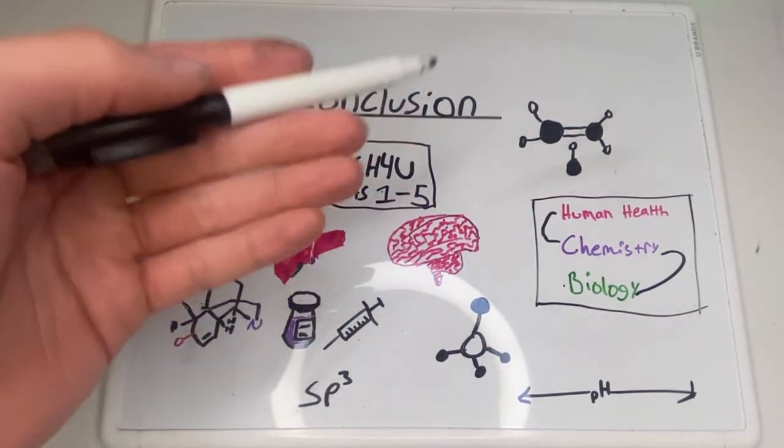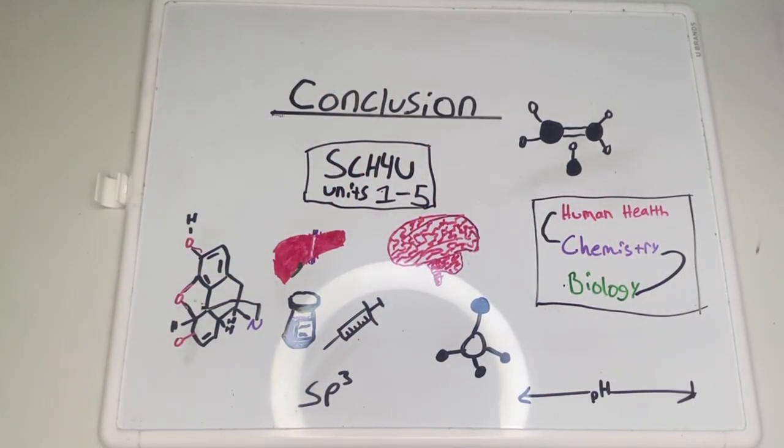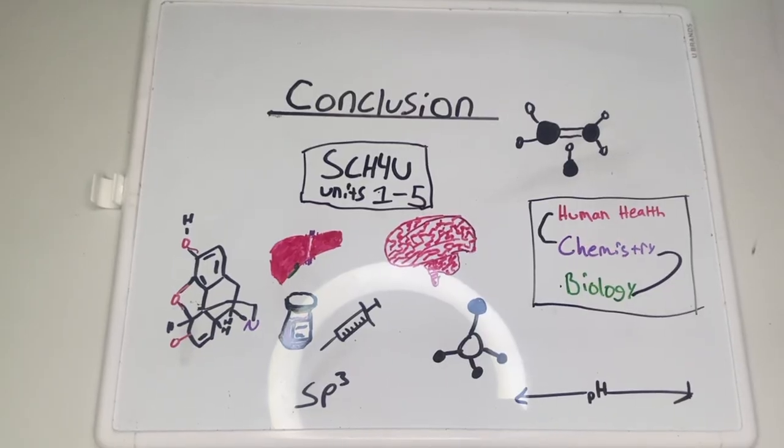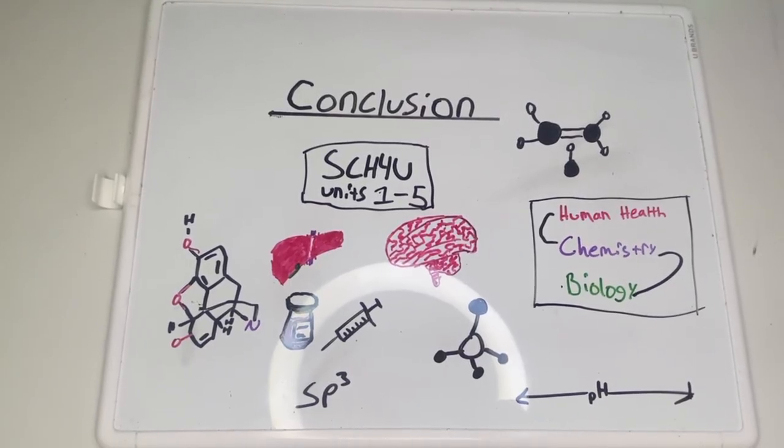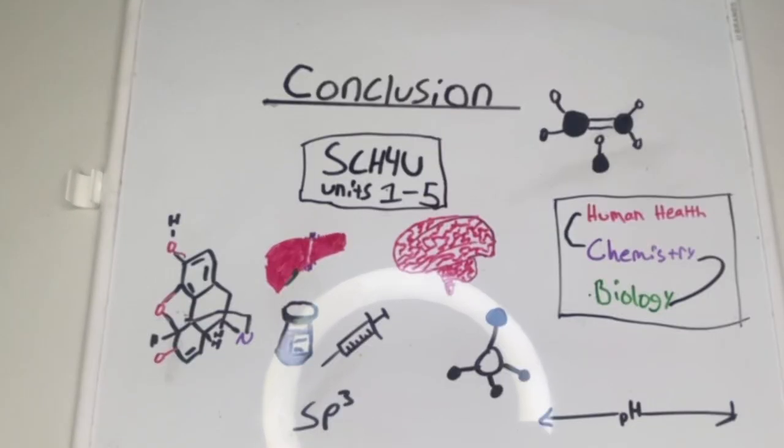Chemistry explains not only how morphine relieves pain, but also why it can become so addictive and how it interacts with the human body. Morphine demonstrates the powerful relationship between chemistry, biology, and human health.